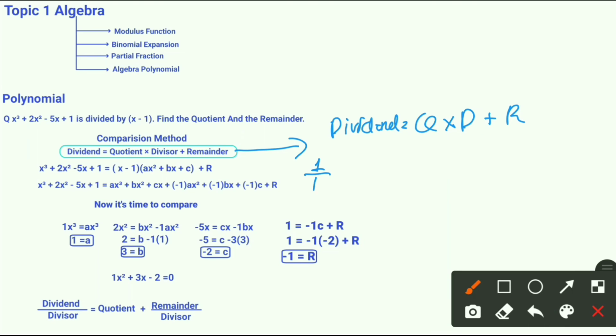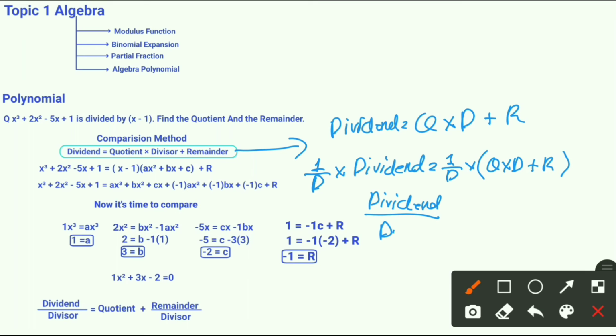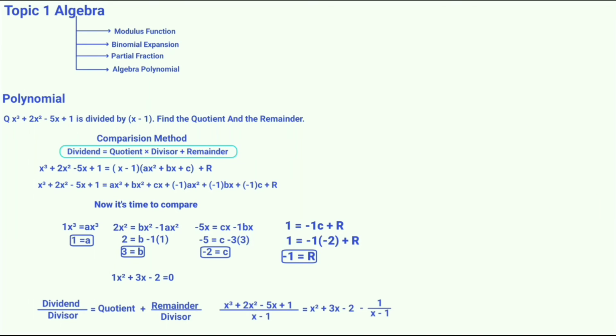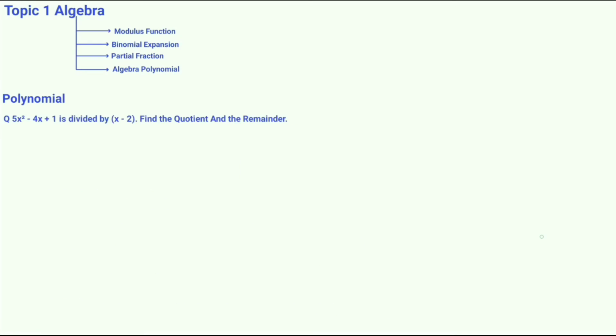Okay, make a division of divisor, 1 upon d on this side, dividend, and 1 upon d on this side, q multiplied by d plus r. So dividend upon divisor is equal to quotient plus remainder upon divisor. This is how you got it, and you can write it down this way as well. Okay, so this is how it is.